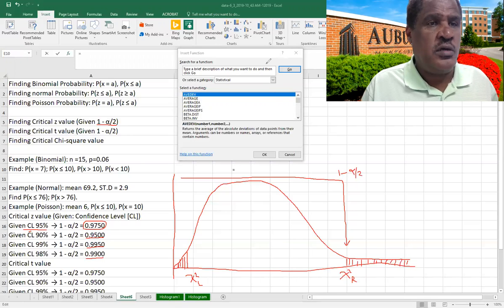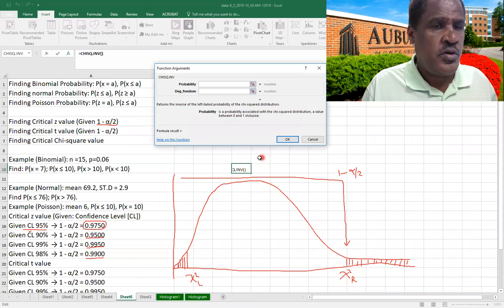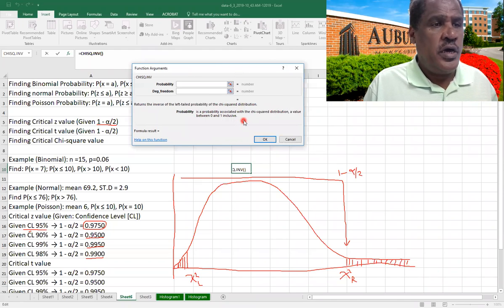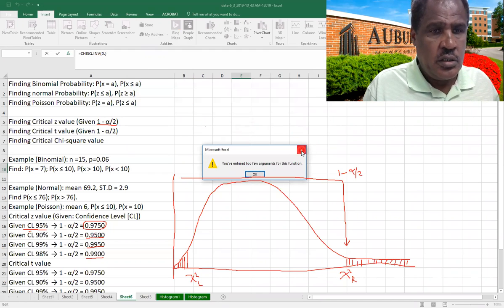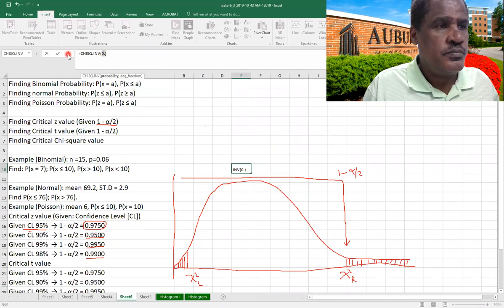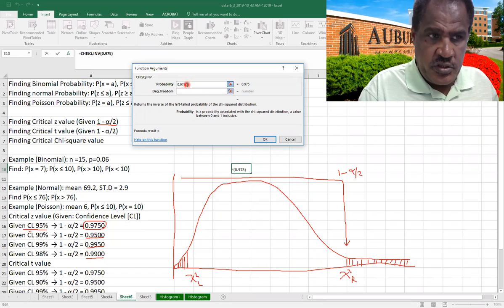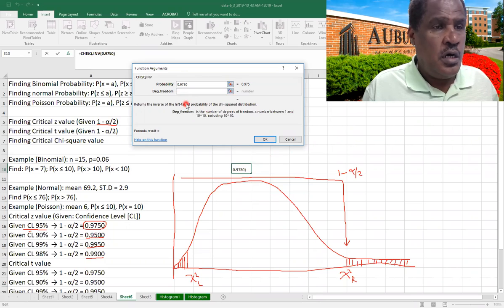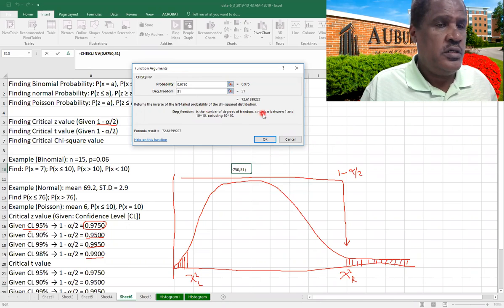So all you have to do is go down until you get chi-square inverse. This is chi-square inverse. Click here and click OK, okay? Chi-square inverse. Now, the probability is the same probability, 0.9750, and the degree of freedom, well, I don't know, let's say the degree of freedom is 51. Okay, so that is the right critical value.